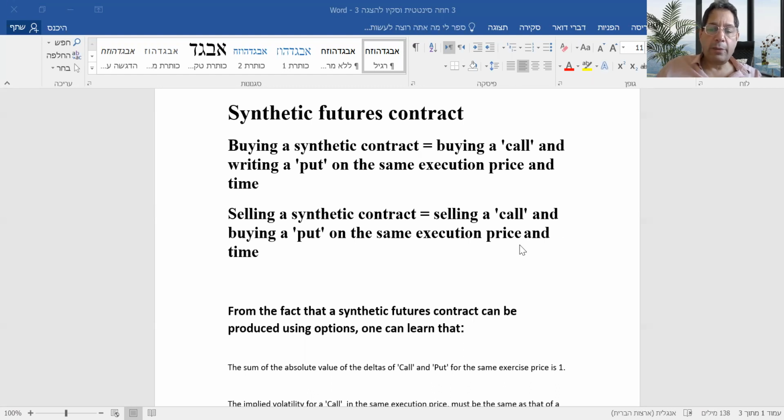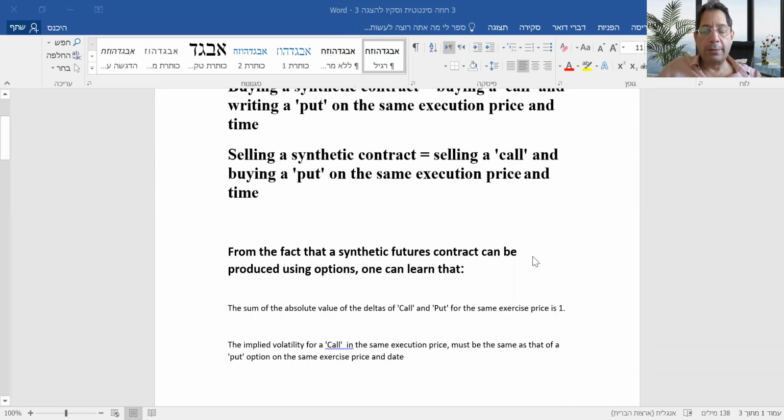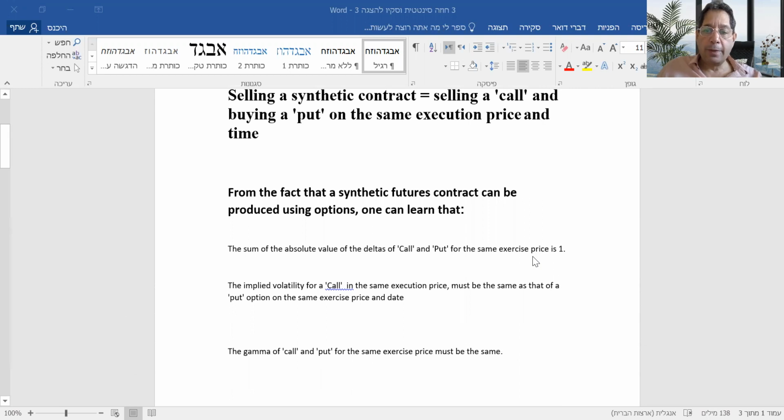Now, if we understand that we can create a synthetic future with options, we can learn a few more things about options. Now, the delta of a future is exactly like buying the asset, which means 100%. So the sum of the absolute values of the deltas of call and put on the same execution price is also 100. That means that if a call option on a certain execution price is, for example, 60, the put option on the same price should have a delta of minus 40.